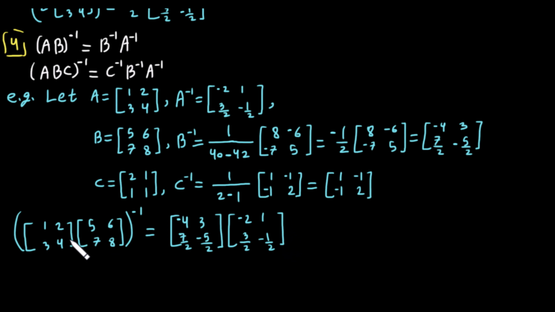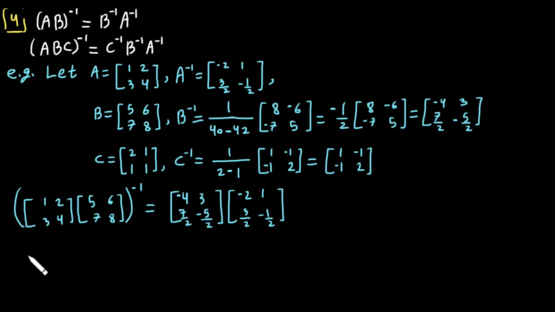So if you have these two matrices, you want to take the inverse of them, you don't need to multiply them, then you take the inverse. You just put the inverse of the second matrix here, and the inverse of the first matrix after this one. And the same thing for this one. So let's go a little bit down.